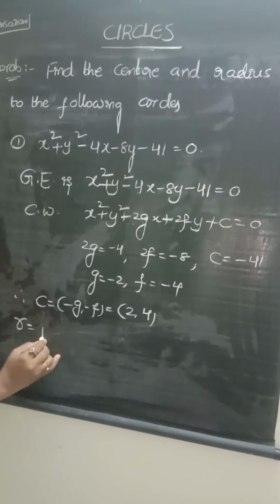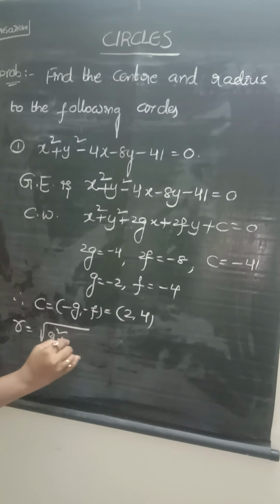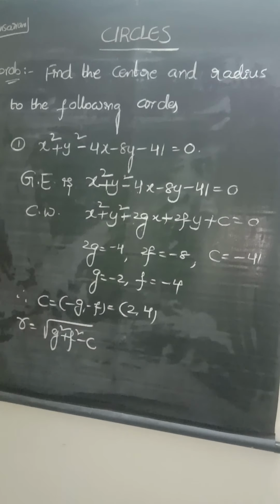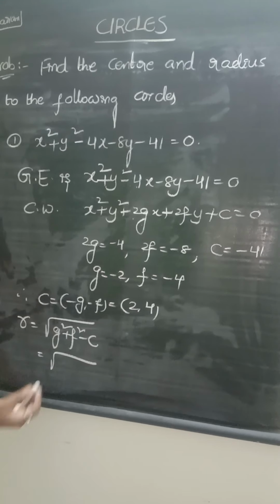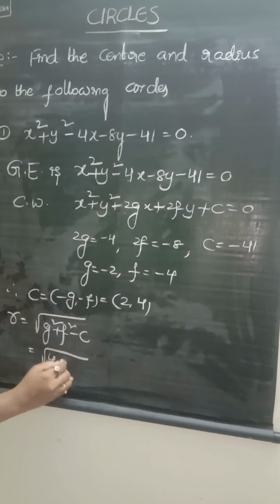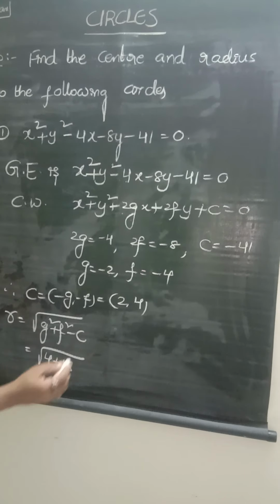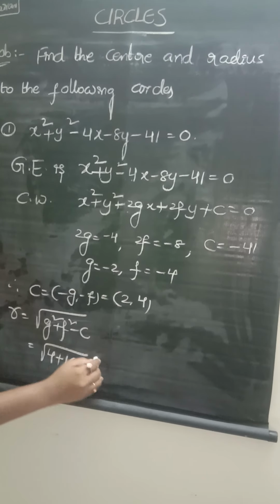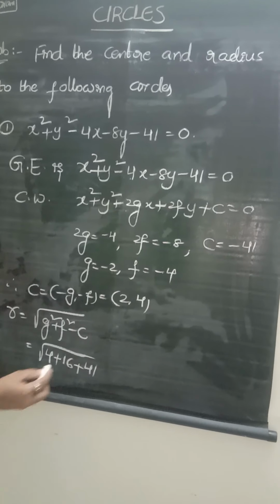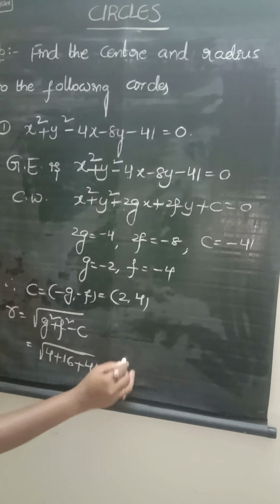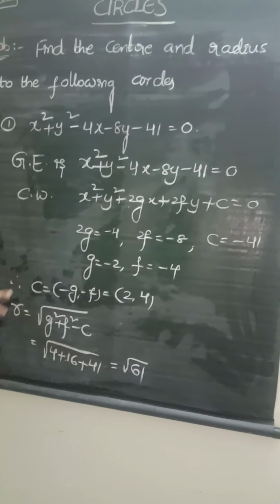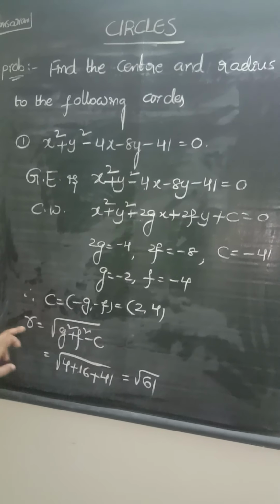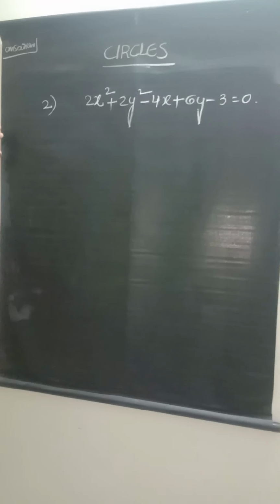And radius r is equal to square root of g square plus f square minus c, which is square root of g square 4 plus f square 16 minus c, where c is equal to minus 41. That is minus of minus, plus 41. 16 plus 4 is 20, plus 41 is 61, so root 61. Therefore, center is equal to (2, 4) and radius is equal to root 61.